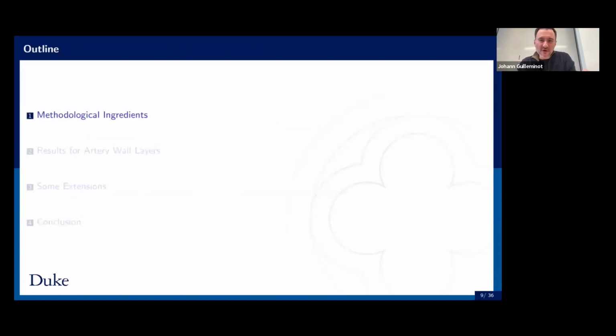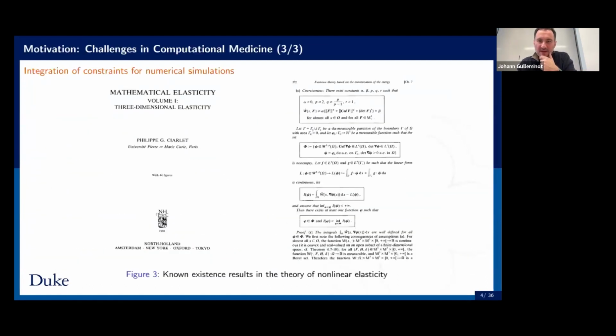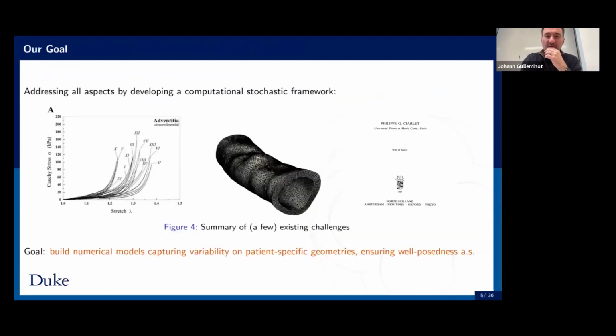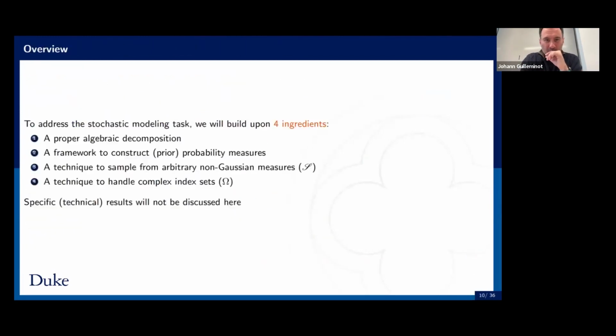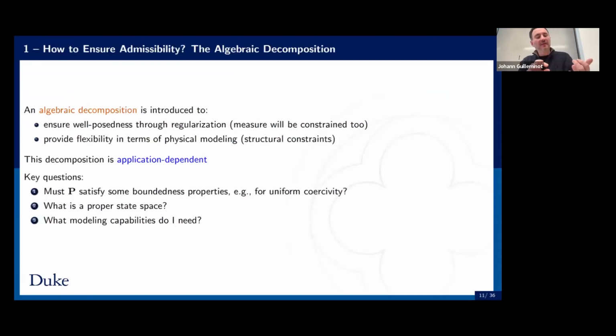Now if I go back to that slide, I don't know if you can read it, but if you look at point number C, there is this coerciveness requirement. So right away, you know that if I want to work with human arteries, I need to know what coercivity means. I need to understand how this is going to constrain the model I'm going to build. Then, what is a proper state space? And then what modeling capabilities do I need?